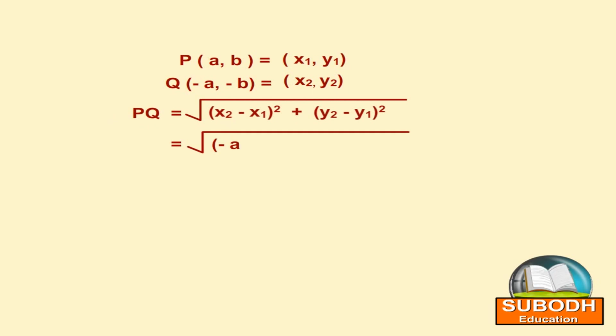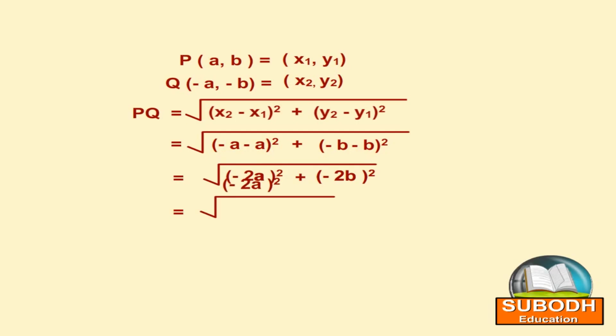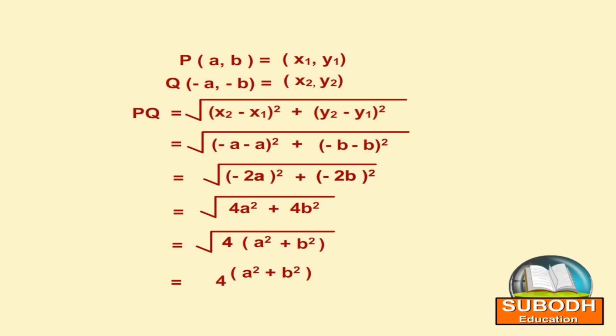= root of (−a − a)² + (−b − b)² = root of (−2a)² + (−2b)² = root of 4a² + 4b². Taking 4 common, inside the brackets: root of 4(a² + b²) = 2 root of a² + b².